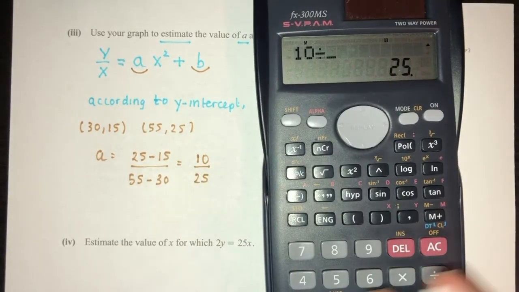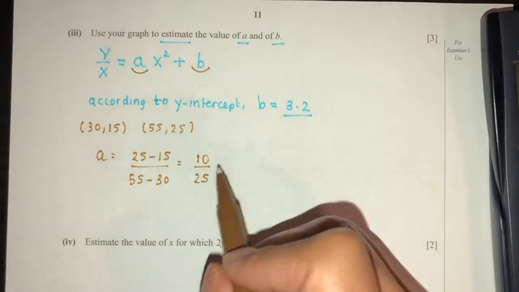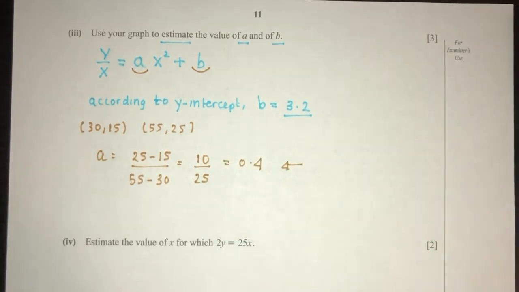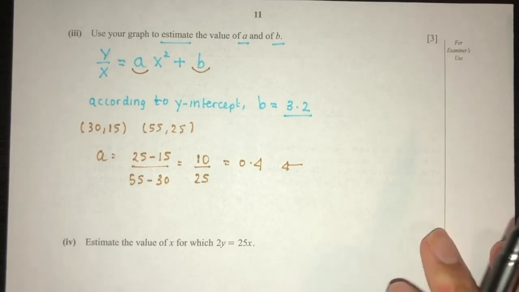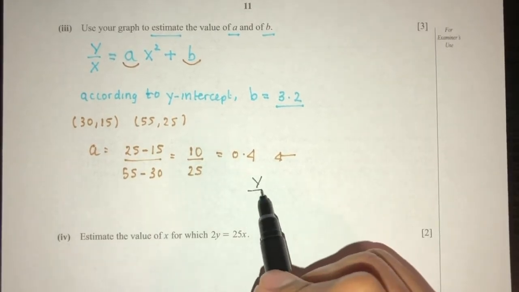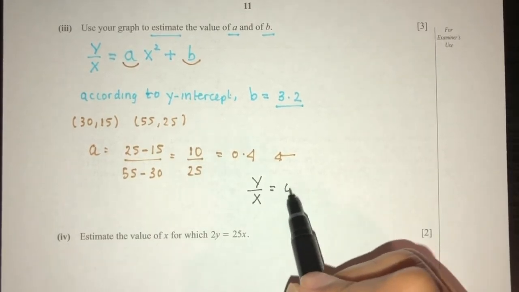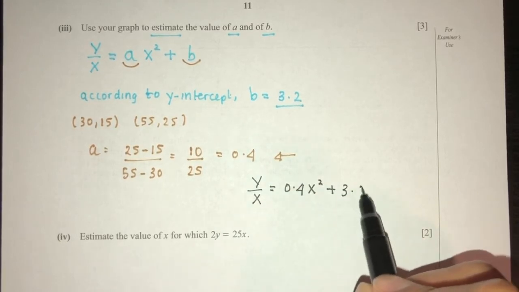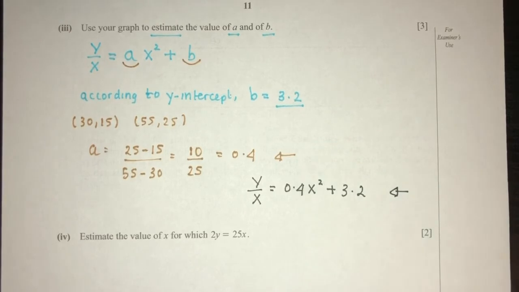So 10 divided by 25 is 0.4. So A will be 0.4. So your equation will look something like y over x is equal to A plus B. That is your equation of your straight line.